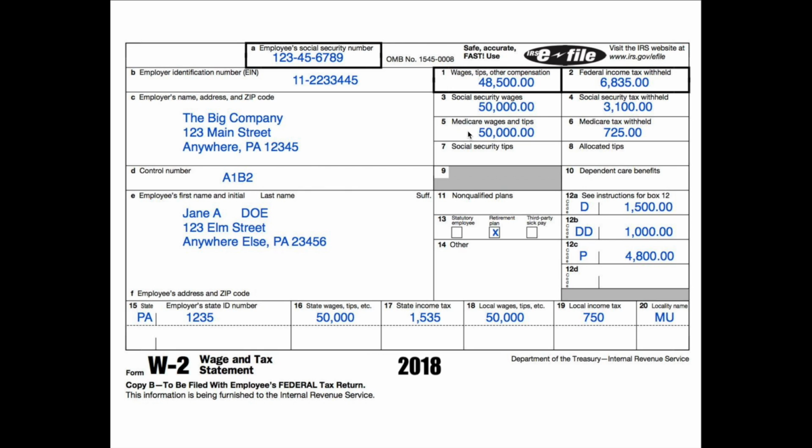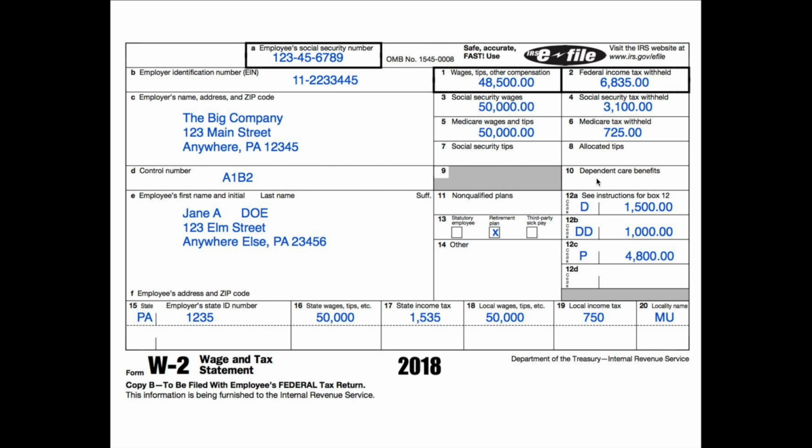Box 5 reports the amount of wages subject to the Medicare tax. Unlike the limits mentioned above for the Social Security tax, there is no maximum wage for Medicare. Box 6 is shown here as the total Medicare tax withheld. This is 1.45% of box number 5. Everybody pays the same percentage here.